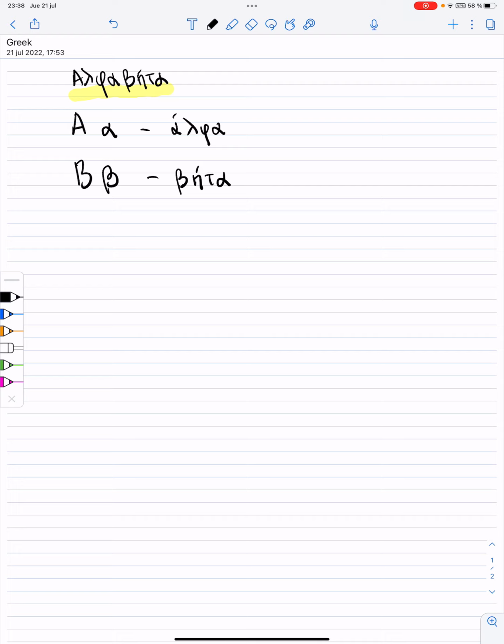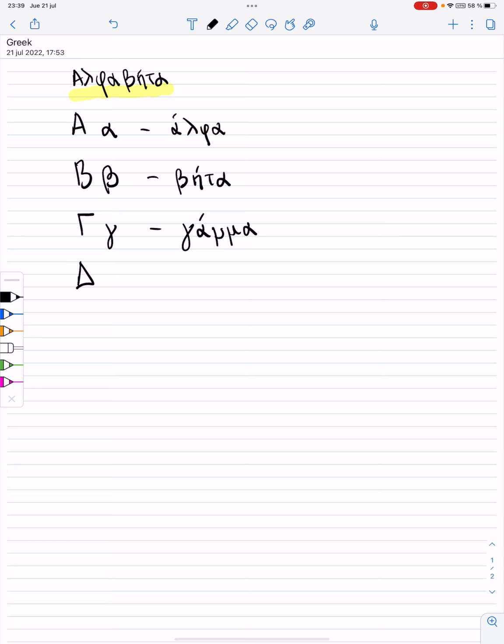But anyway, so we got alpha, vita, gamma. Gamma is like this. So the capital is, and the smaller letter. And then the way you would write that out would be gamma, as a gamma, like this. So gamma. Now let's do delta.